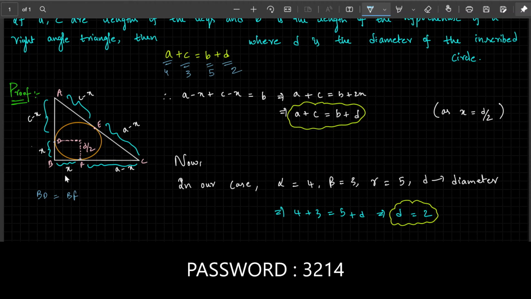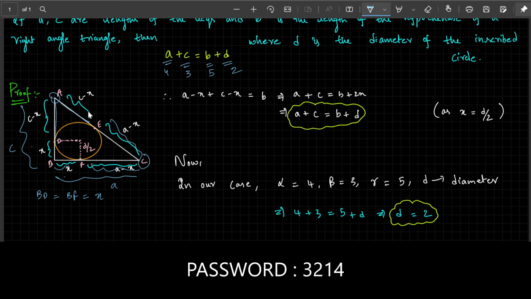So this would be equal to x. From an exterior point, two tangents are drawn with intersection points D and F, then the distances from the point to the intersection points will be the same. So BD would be equal to BF, which is x in this case, and AD will be equal to AE, which is C minus x, because this total distance is C, and this is x, so this would be C minus x. Again, two tangents are being drawn from the point A. The same thing here. So this whole distance is A, and because this is x, this is A minus x, and this is also A minus x.